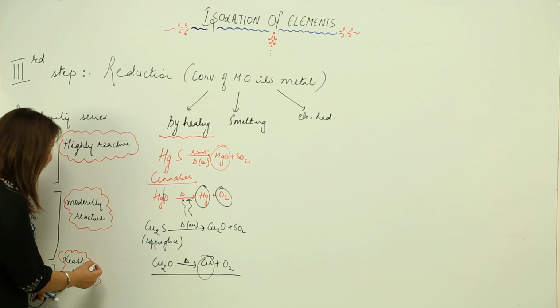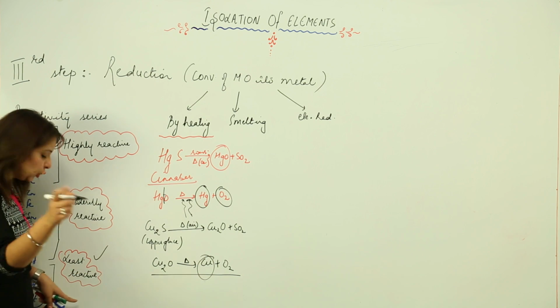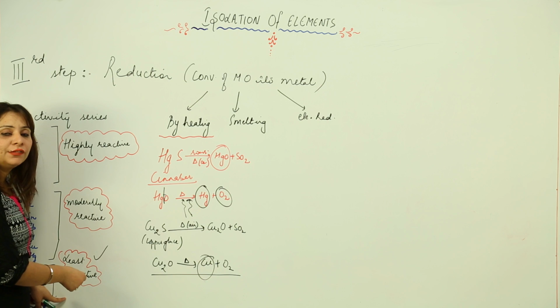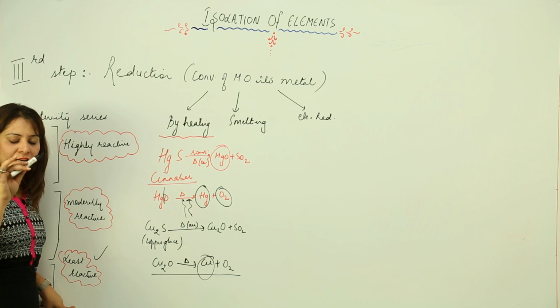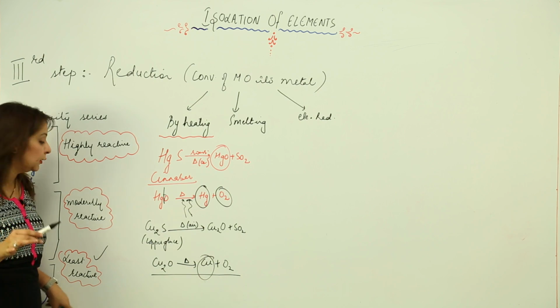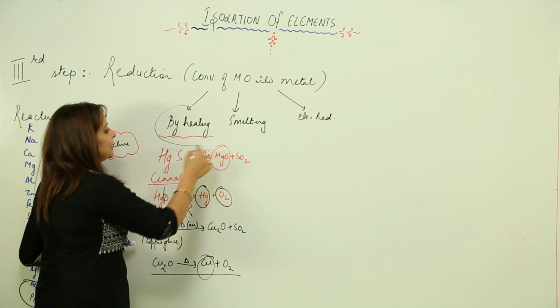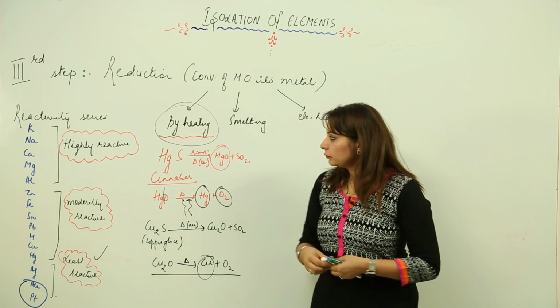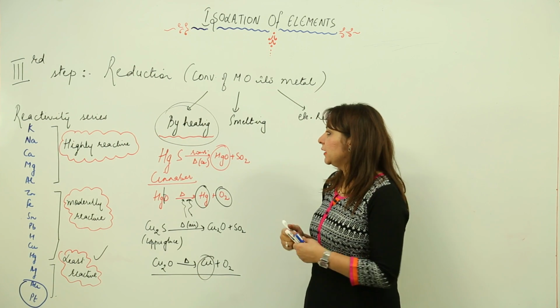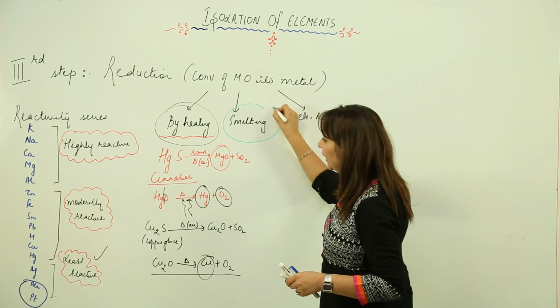So the metals which are not so reactive, I am not talking of the least reactive, I am talking of the metals which are present above gold and platinum, below hydrogen but above gold and platinum, can be reduced by this process, that is heating, right. Second is smelting. We opt for the smelting method for which metals now? Do you have any idea?